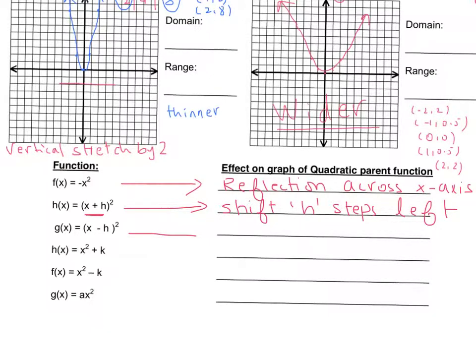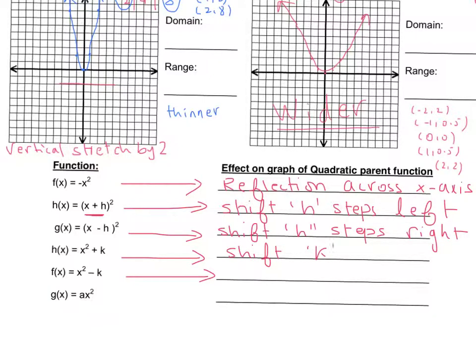So again, inside the parentheses means either to the right or to the left. Here's going to be a shift of h steps to the right. There's no parentheses, so it's going to be either up or down. So this is going to be a shift as you see it, plus k, so shift k steps. So if it's x squared plus 1, it's going to be 1 step up. X squared minus k means it's a shift. Let's say if it's x squared minus 2, it would be 2 steps down. So k steps down.